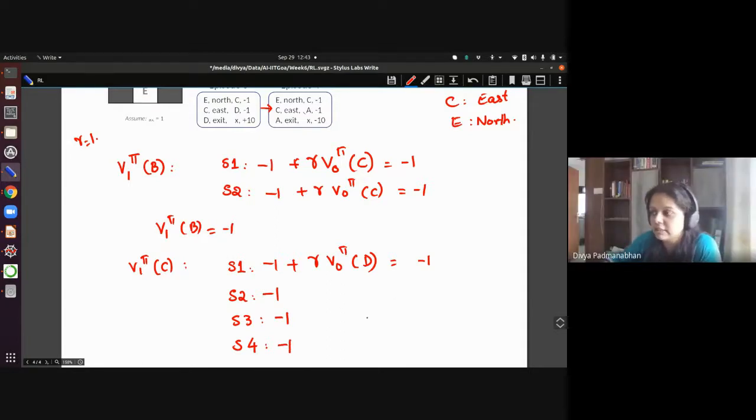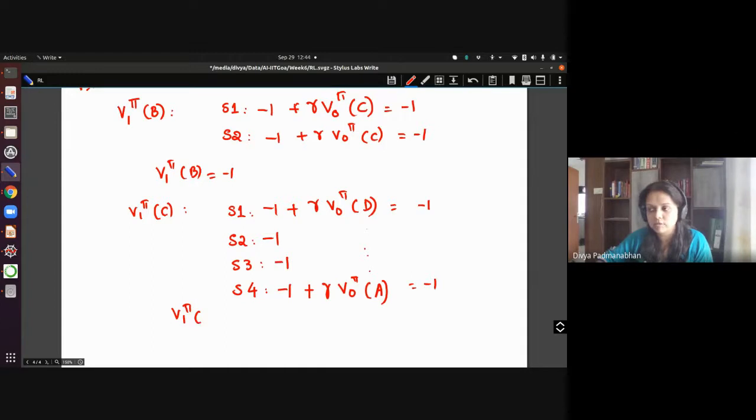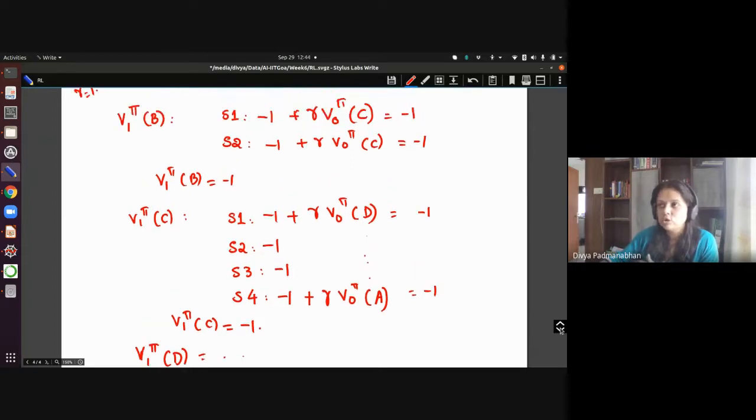Because basically V0 is 0, but what you would do is V0 pi of A here, because in this transition you went from C, you took an east, but you landed up in A. So here you're going to look at A instead. In all these places, you would have looked at D because that's where you went to. So here everything was -1, and so V1 pi of C was going to be -1. Okay, so same thing you will do now for V1 pi of D. I will leave it as an exercise for you to do this, and so you will find V1.